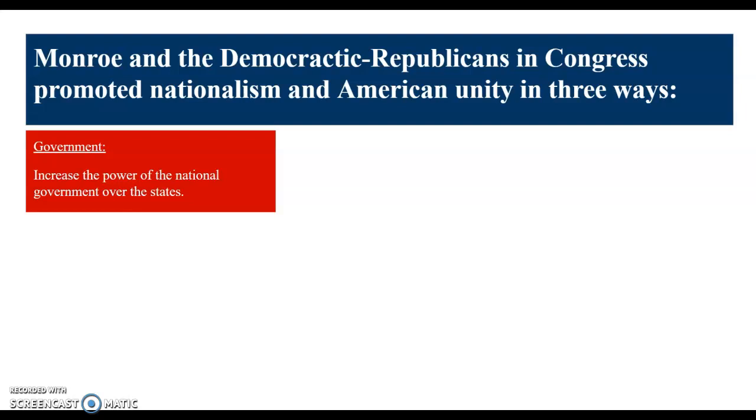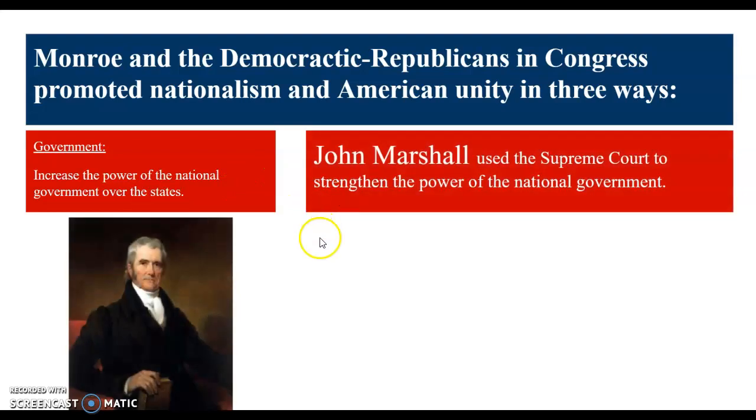We see an increase in the power of the national government over states during Monroe's presidency. And this is mostly done through the Supreme Court. John Marshall, all the way from John Adams, is still the Chief Justice. And during his time as Chief Justice, the Supreme Court uses its power to strengthen the national government.